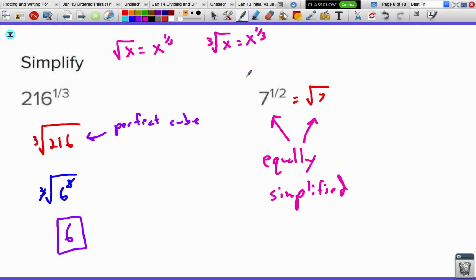So in a multiple choice test, you have to be comfortable going between these two forms, because even if it says simplify, it might give it to you with an exponent, it might give it to you with the square root. Neither is preferred. It's more about what you're going to do next with the number.